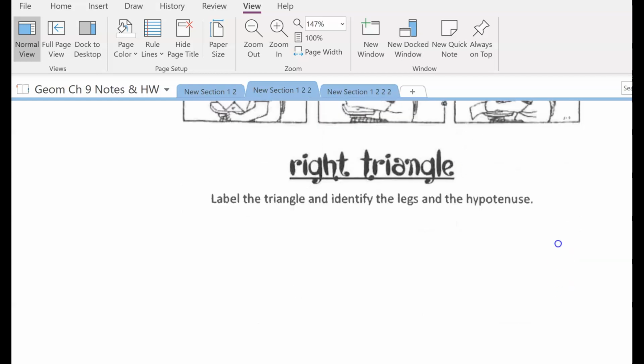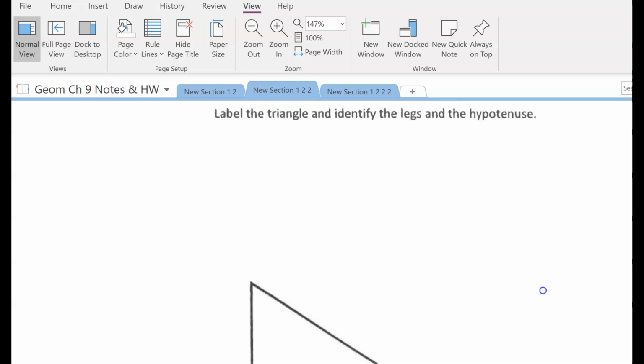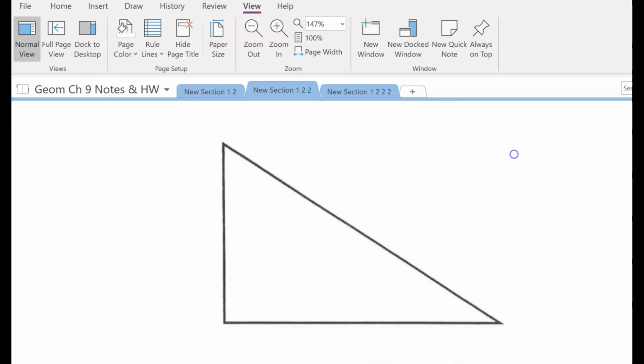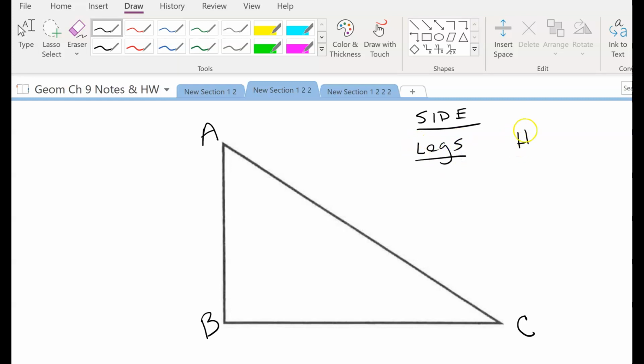So let's take a look at this right triangle. We're going to label the triangle and identify the legs and the hypotenuse. So let's call this triangle ABC. And we're going to make a list of, so here's our sides. We're going to make a list here. We're going to have legs, and we're going to have the hypotenuse.